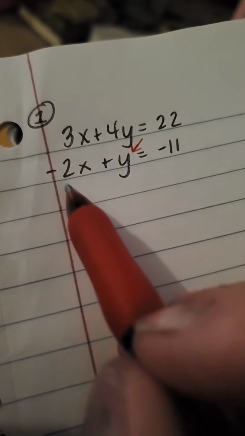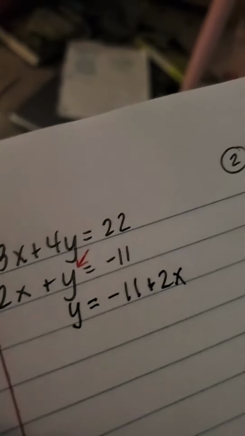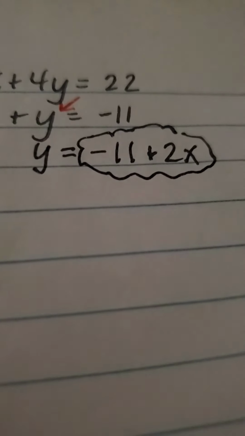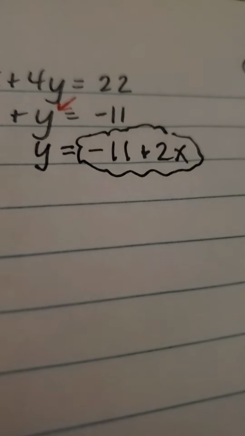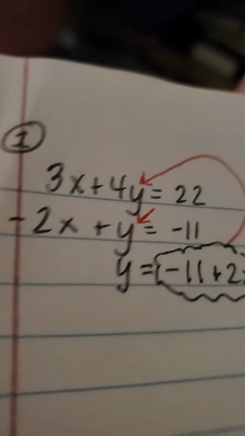So I'm going to add 2x to this side, and I'm going to get that y by itself. It doesn't matter what form I write this in. One thing I always do after I isolate it is I put it kind of in this cloud shape, because we are going to be substituting -11 plus 2x in for y in the other equation. So this is going to replace that y. That's why we call it substitution.